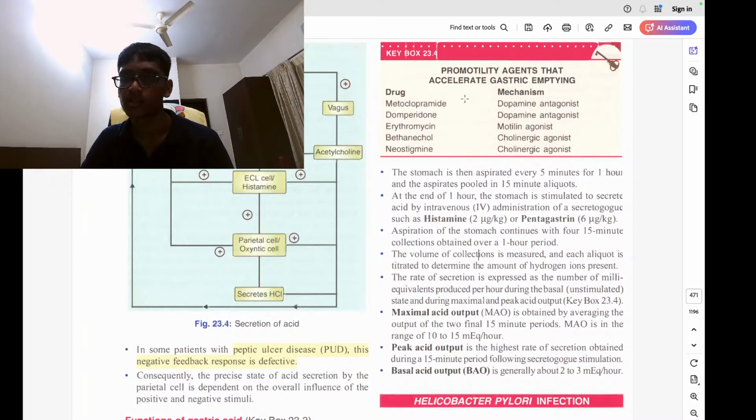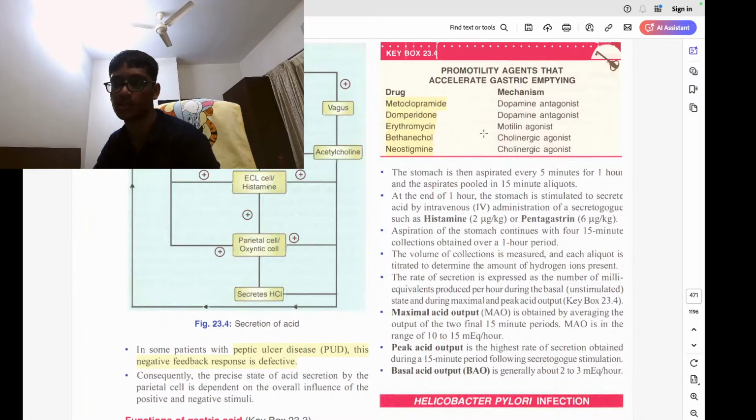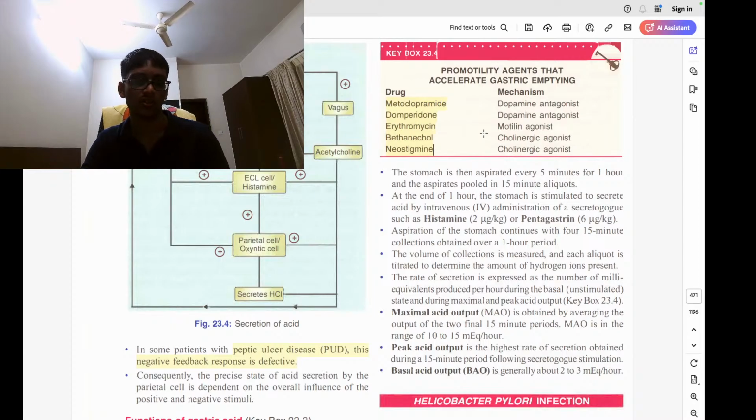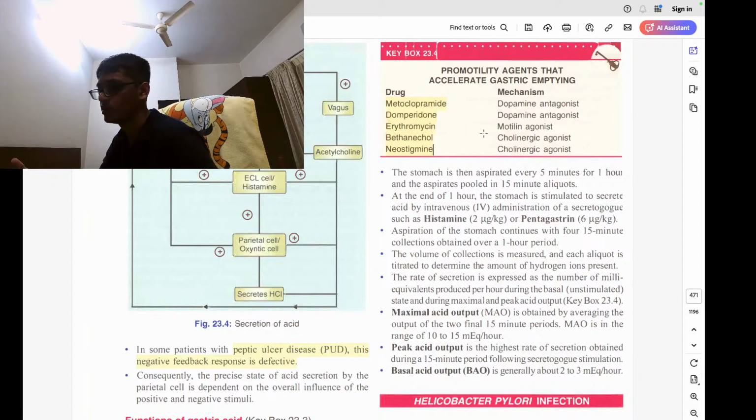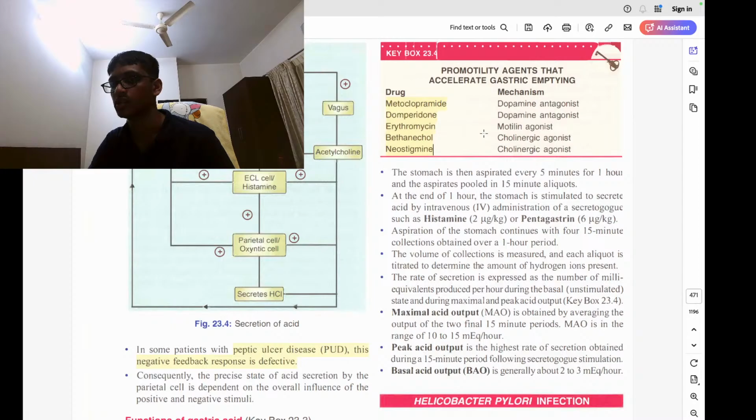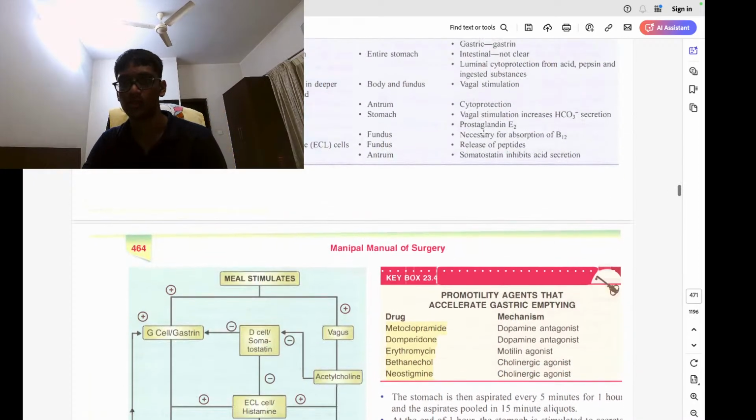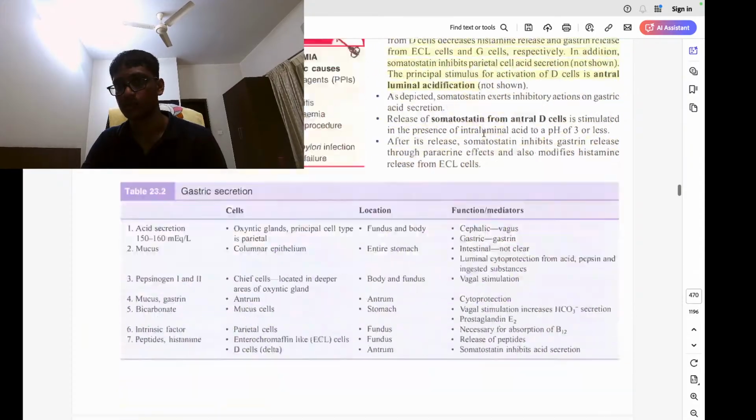Prokinetic agents that accelerate gastric emptying are metoclopramide, domperidone, erythromycin, and neostigmine. The mechanism is generally dopamine antagonism and motilin agonism. There are also cholinergic agents such as bethanechol, neostigmine, and physostigmine. They are cholinergic agonists. They increase acetylcholine in these pathways.